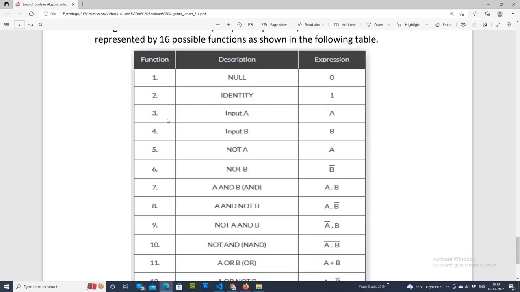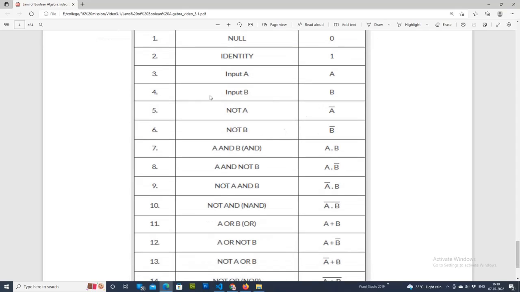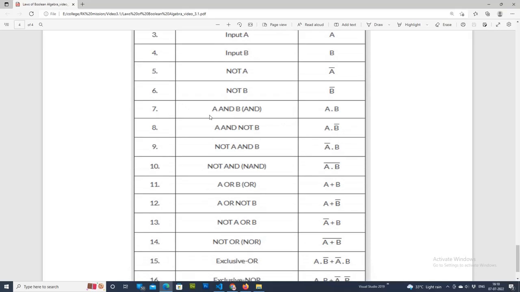The third function is input A. A is an input, the same as for B. Input B is an input. We remember B as an input. Fifth, not A, which we can call A bar. Sixth, not B, which we can call B bar. Seventh, A and B. A and B we can write as A dot B.